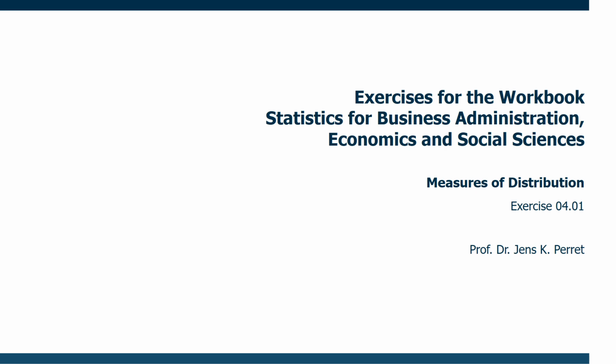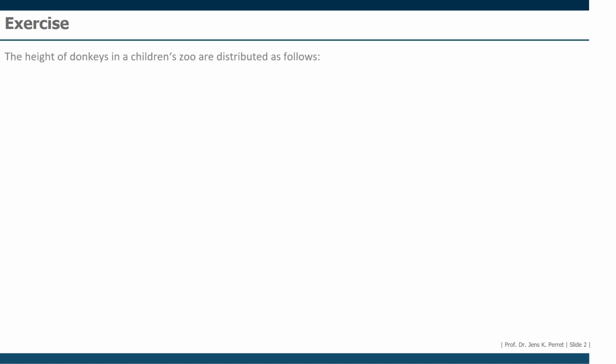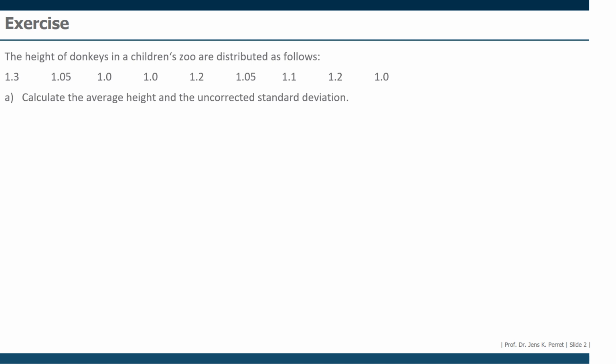Welcome to another exercise for the workbook statistics, this time with an exercise on measures of distribution. Here as an exercise we have the height of donkeys in a children's zoo distributed as follows, and we get this set of data. Our first task is to calculate the average height and the uncorrected standard deviation. We need this as input for part B, where we have to calculate the uncorrected skewness and kurtosis of the dataset and also interpret the results.